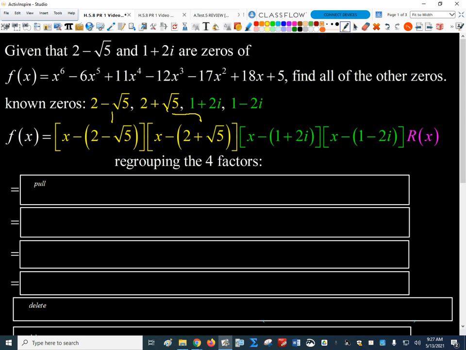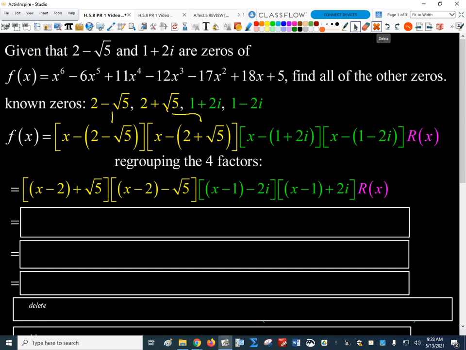Okay, so now how are we going to multiply all these things together? This is that regrouping trick I showed you. This is such an awesome trick. So if we regroup these, I'm going to go ahead and distribute the negative. That's going to become x minus 2 plus the square root of 5, and x minus 2 minus the square root of 5. And then I regroup those. So I've got the quantity x minus 2, plus the square root of 5, and the quantity x minus 2, minus the square root of 5. Distribute the negative and regroup.